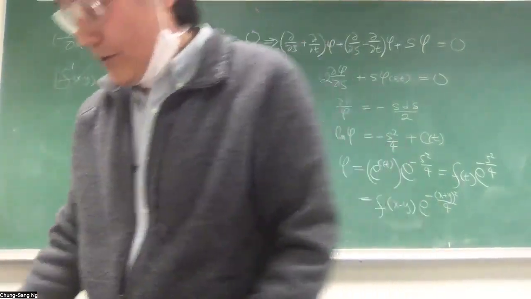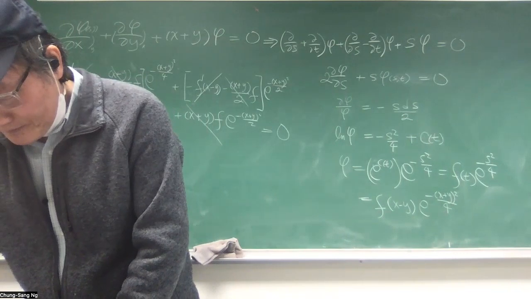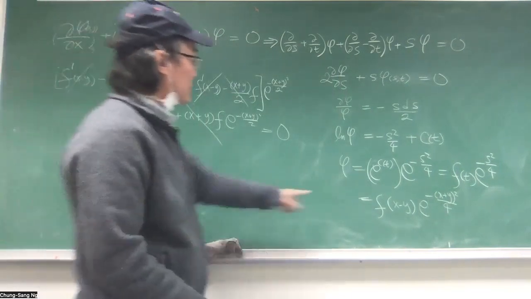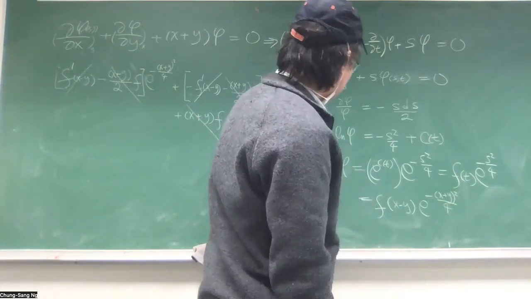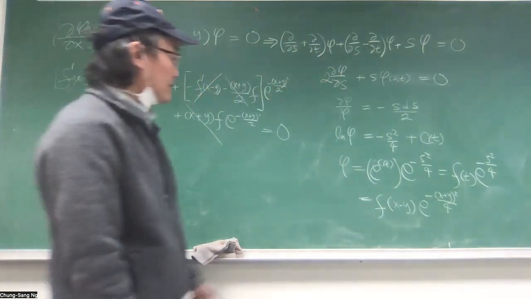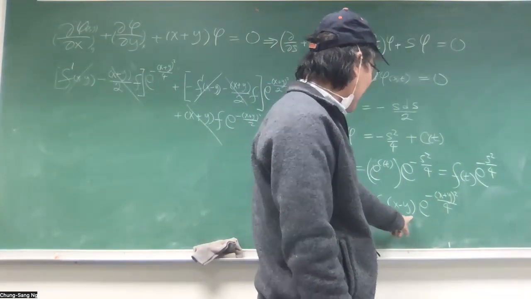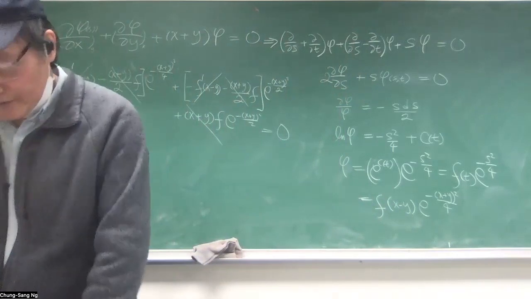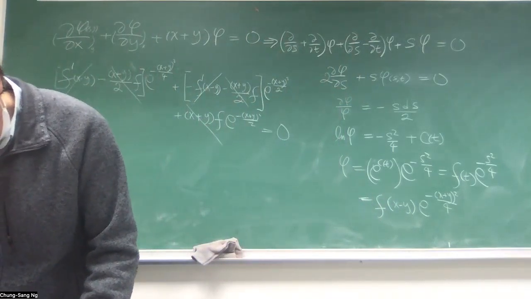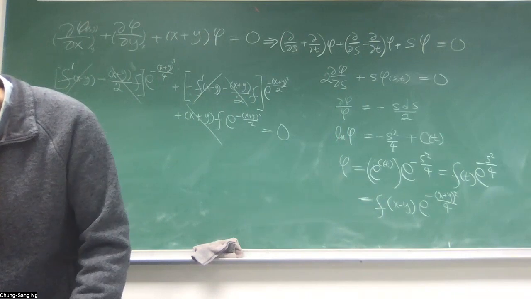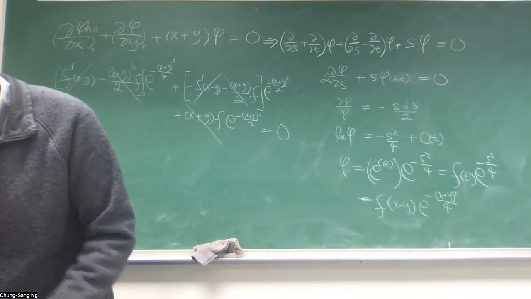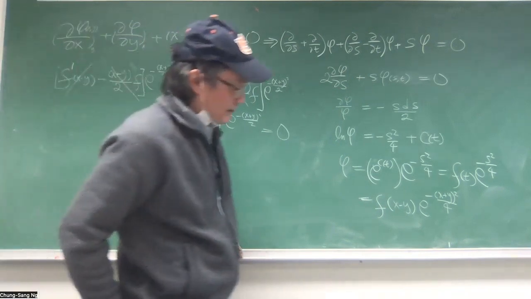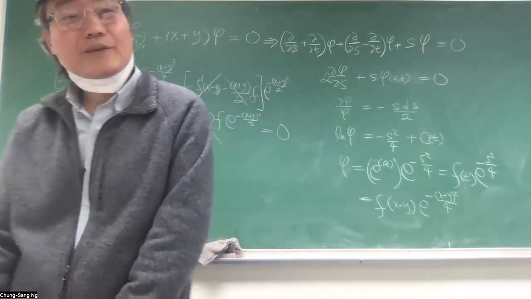Okay, so this is called the characteristic method. The characteristic is this value, so this t. The t equals a constant, or x minus y equals constant, that gives you a characteristic. Okay, so now, one way to solve, at least for first order, is very simple.